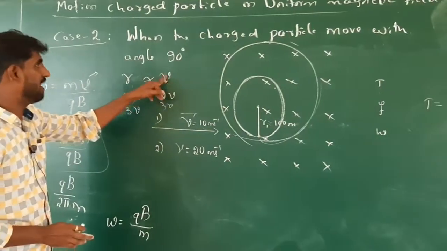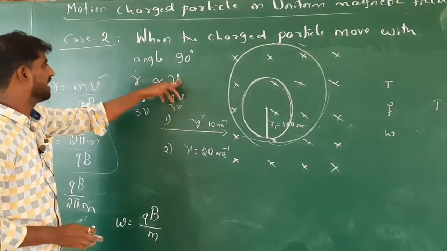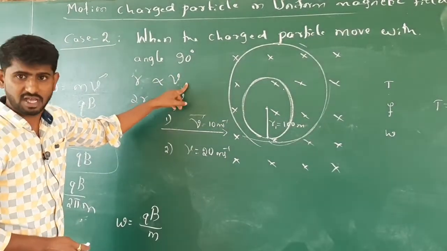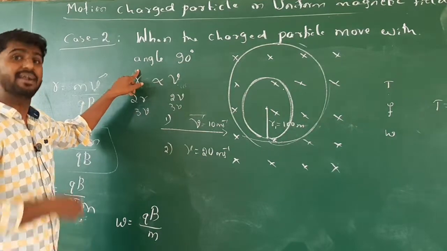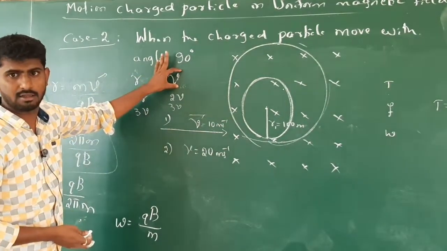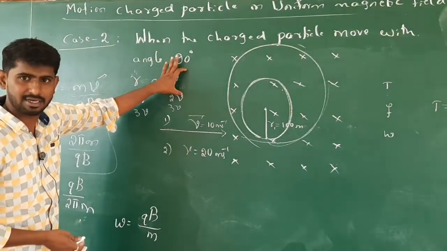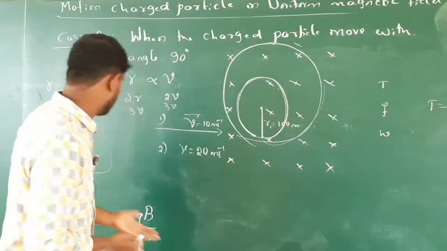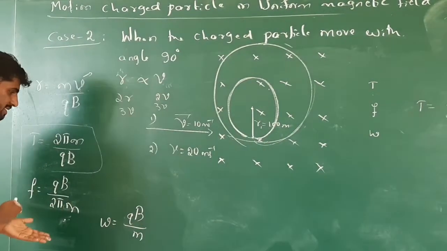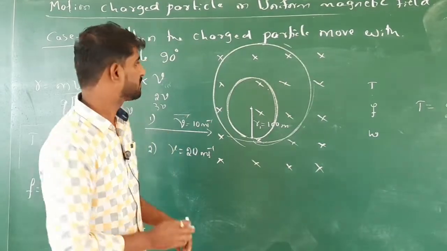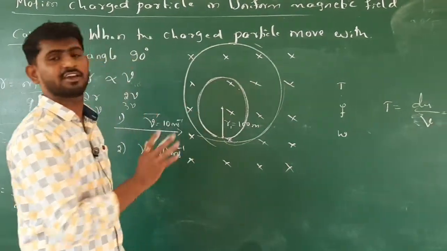As you change the V, R changes. As you increase the velocity, R increases. As you increase the speed or magnitude of velocity, the distance traveled increases. Less distance with less speed, large distance with large speed. So the time period will always be the same. If the time period is the same, the frequency is the same. If the frequency is the same, the angular frequency is also the same. So you must be able to answer such tricky questions.